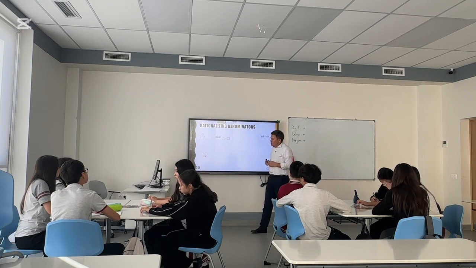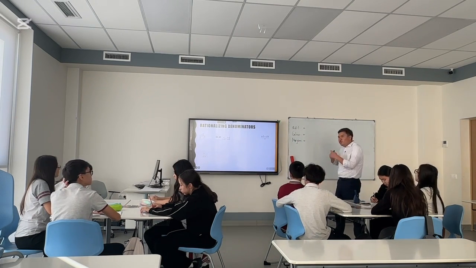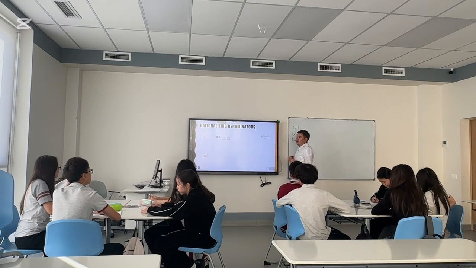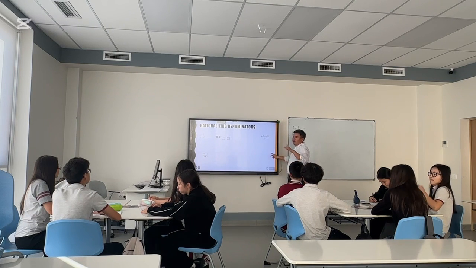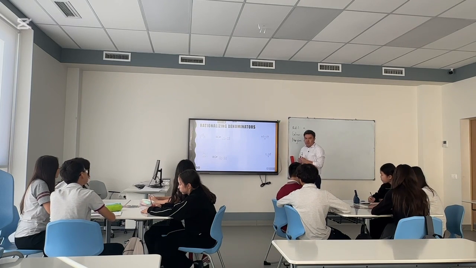Now, the last question. Root 3 minus 1 over root 3 plus 1. Okay, for which number we should multiply this one? Square root 3, yeah, minus 1. And the answer will be 4 minus 2 root 3 over 2.